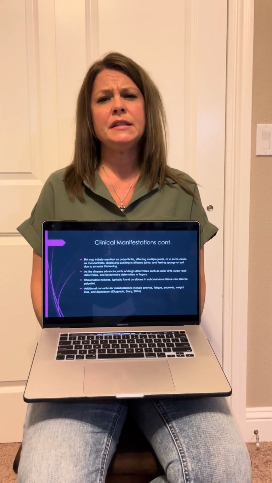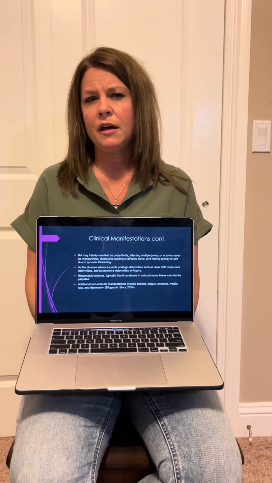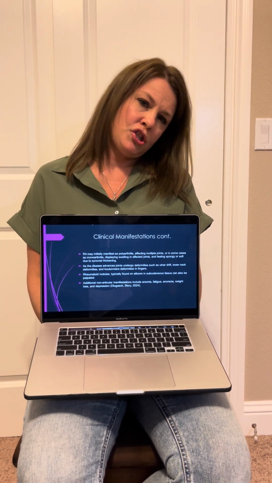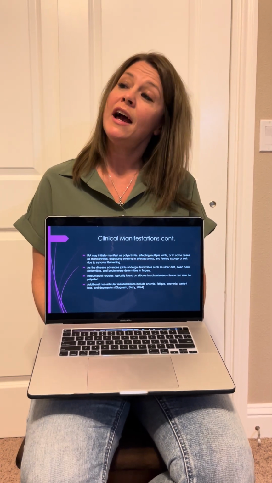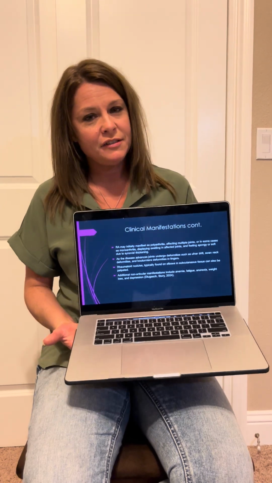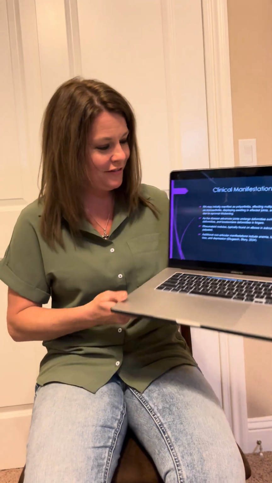Some other symptoms that people can experience are anemia, fatigue, anorexia, weight loss, and depression. I'm definitely tired a lot, and I have been noted to be anemic. Definitely not weight loss. That would be nice.